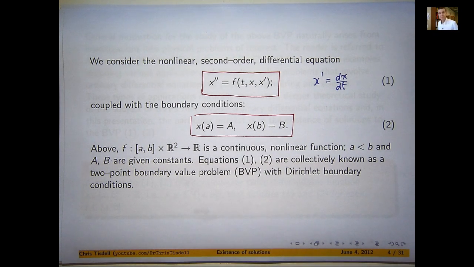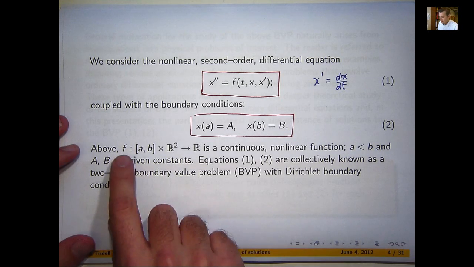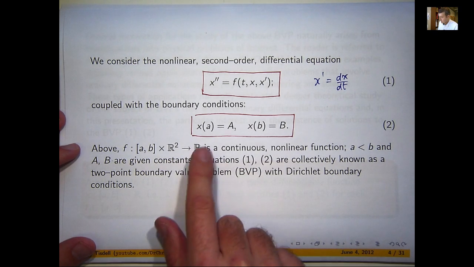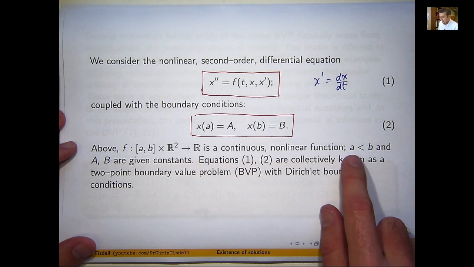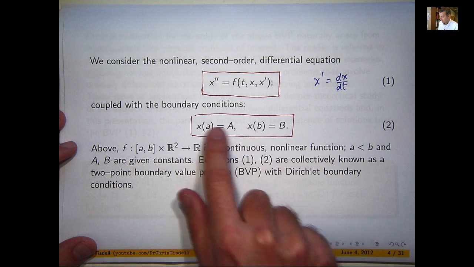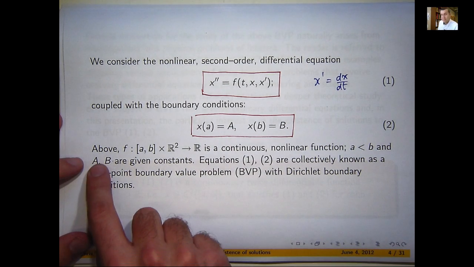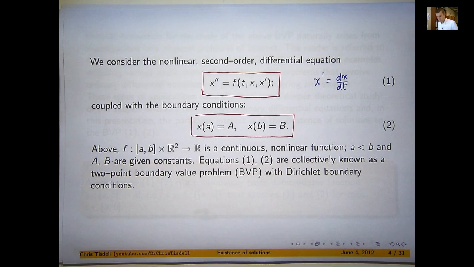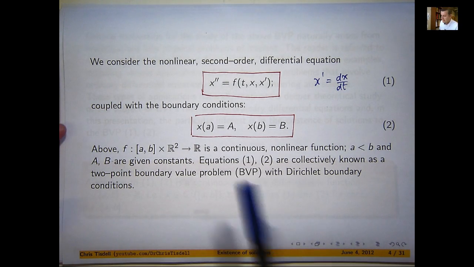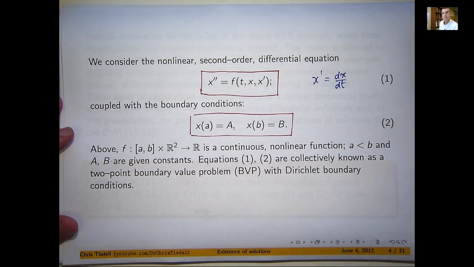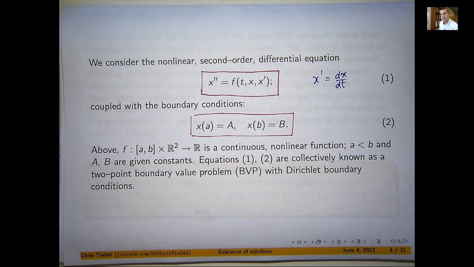One of the assumptions that we make throughout this presentation is that f is defined on this set, is real valued and continuous. Little a and little b are just points on the t-axis with a less than b. Capital A and capital B are just constants. Now, f doesn't necessarily have to be defined on this whole set for the ideas in this presentation to work, and I'll talk about that a little bit later.